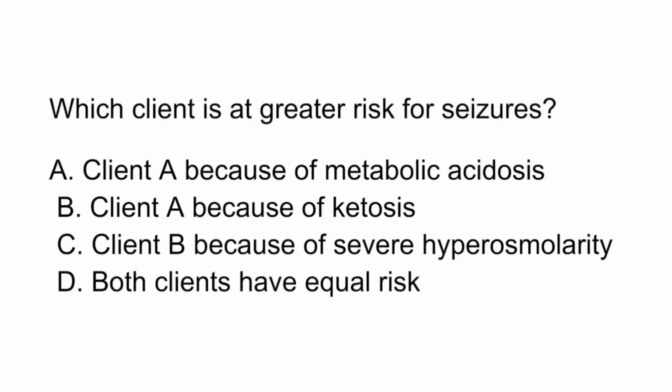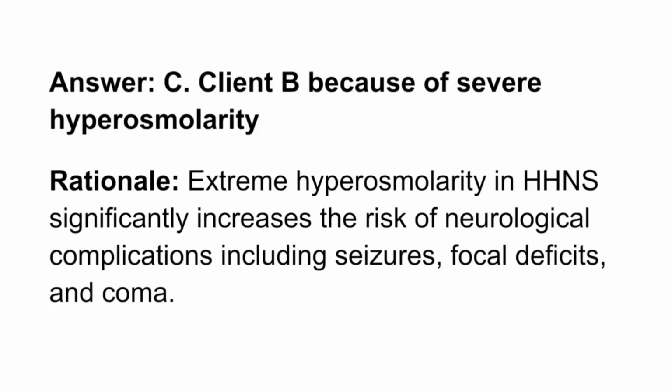A. Client A because of metabolic acidosis. B. Client A because of ketosis. C. Client B because of severe hyperosmolarity. D. Both clients have equal risk. Answer: C. Client B because of severe hyperosmolarity. Rationale: extreme hyperosmolarity in HHNS significantly increases the risk of neurological complications, including seizures, focal deficits, and coma.